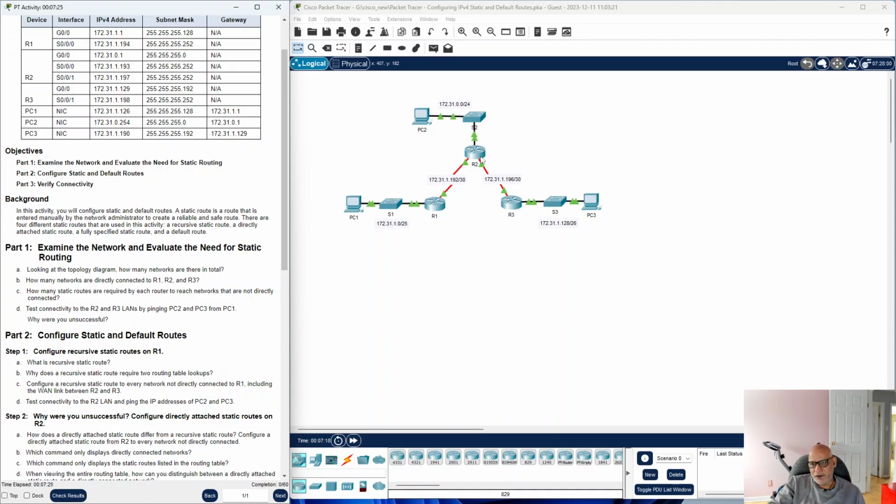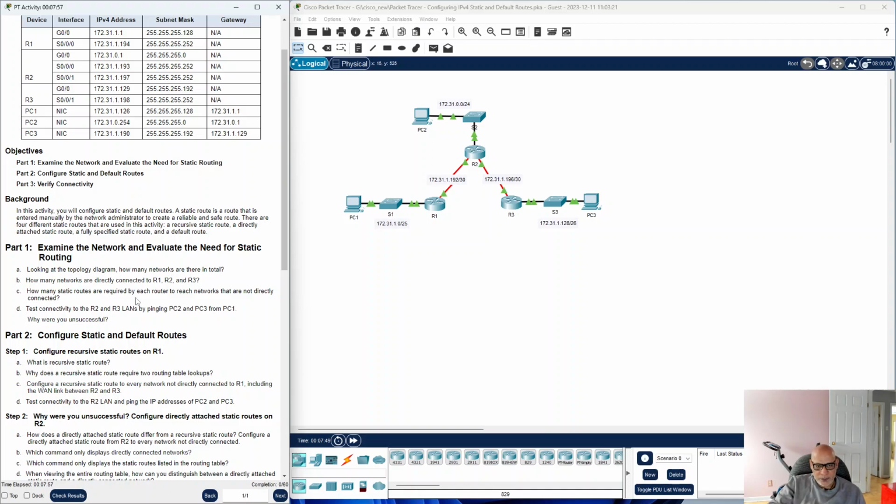So R1 is connected to these two networks. R2 is connected to 3 networks: this one, 31.0.0, 1.192, and the third one is 1.196. So these 3 networks are connected to R2. R3 is connected to 2 networks, 1.128 and 1.196.